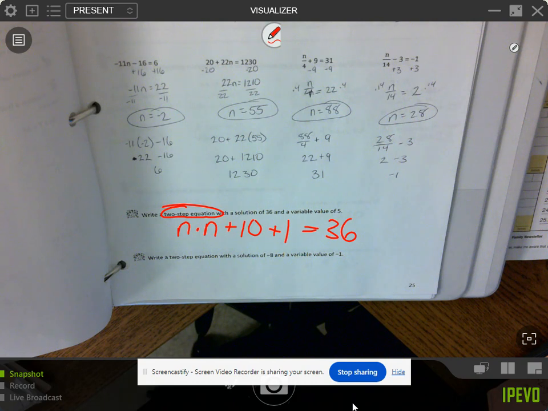Okay. So the way that we have it set up for all of the other ones, that's how we want to set it up. Anybody else have a two-step equation? Ruby, come on up.